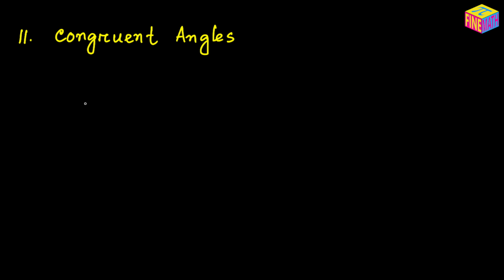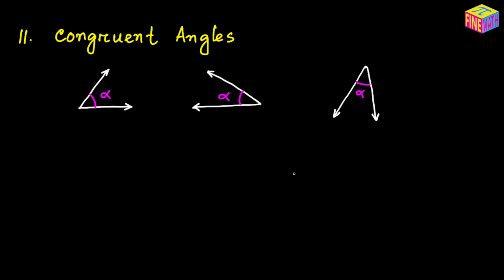So suppose here we have one angle. Let me quickly draw a few angles right here. So here I have drawn three different angles. Even though they look different, they are actually the same in size.